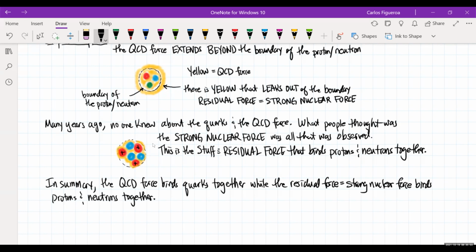In fact, even in today's language, people typically don't really separate QCD from the strong nuclear force. A lot of the times they'll say, oh yeah, it's the strong force, but they really mean QCD. But we all know that it's one and the same. So once again, the strong force is the residual force. It's the leftover of the QCD force, right? It's the leftover force. So now, here's what we know.